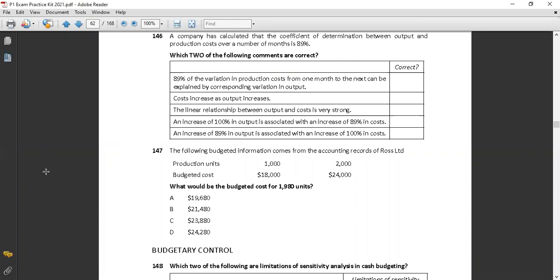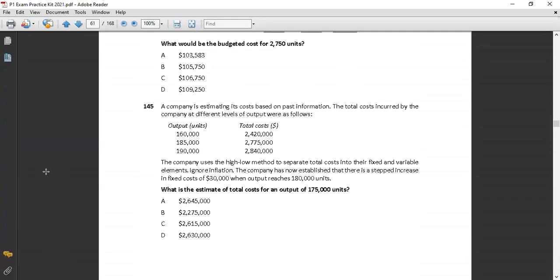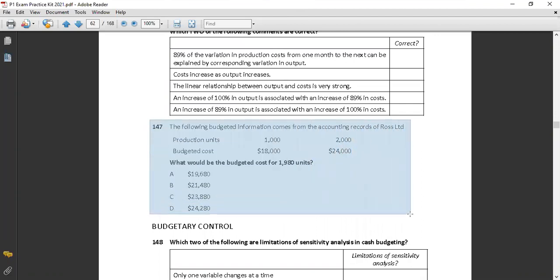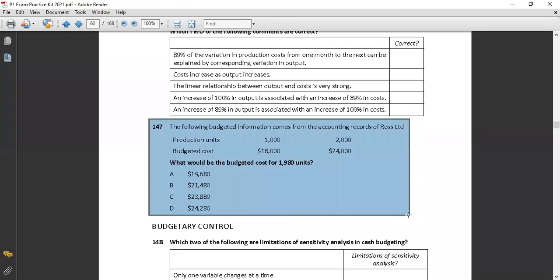So after 145, this is 145 we've done. Then 147 is one more high-low method question. So let's quickly take it up. In between one high-low method, yesterday I said there is an adjustment. We'll do it in the next class. So we will also visit that particular question.